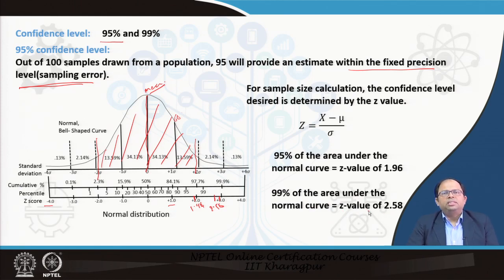So the confidence interval says that for a particular precision value, we are sure that it will lie within this particular range of observations. That means out of 100 samples drawn from a population, 95 will provide an estimate within the fixed precision level that we have defined, that is the sampling error level. We can also have 99%, but that increases the confidence further.